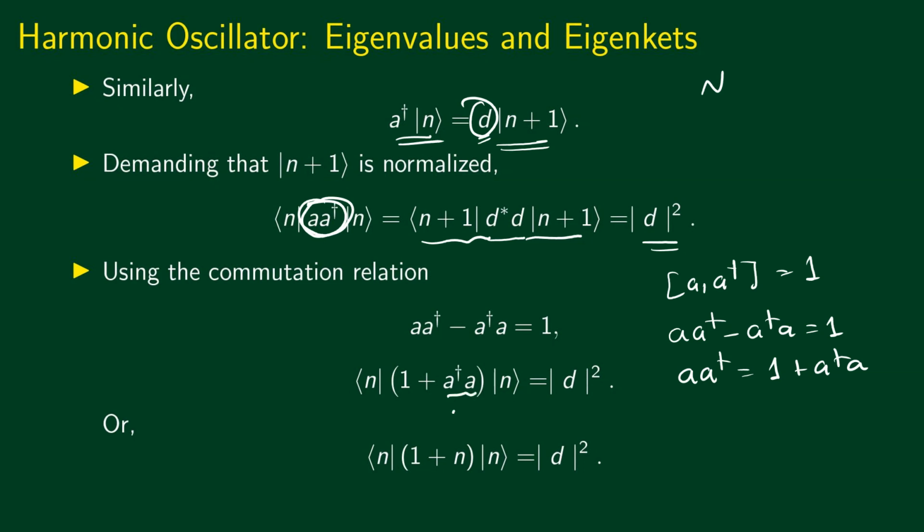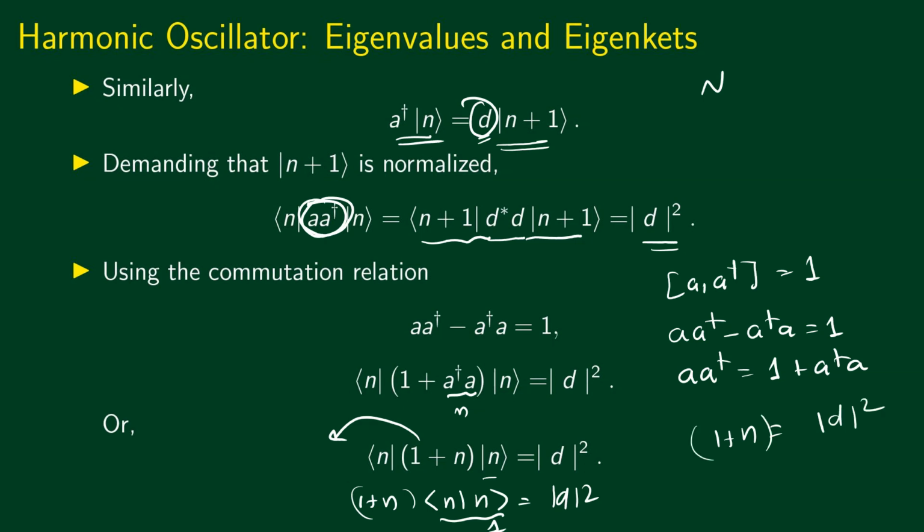Now A dagger A is the number operator with eigenvalue small n for the state ket n. So we can write this as 1 plus n multiplying ket n. Now this is a number which can be pulled out, and we can write 1 plus n bra n ket n is equal to modulus of d square. But again, as we said, these are the normalized eigenkets of operator n. So this inner product is 1, and we get 1 plus n is equal to modulus of d square.